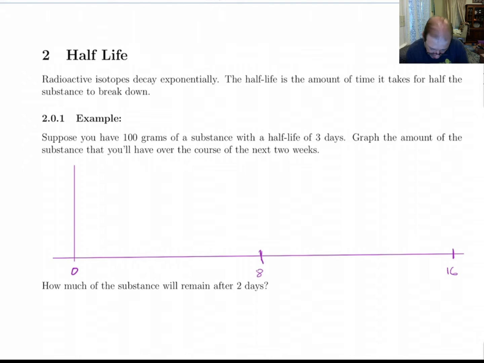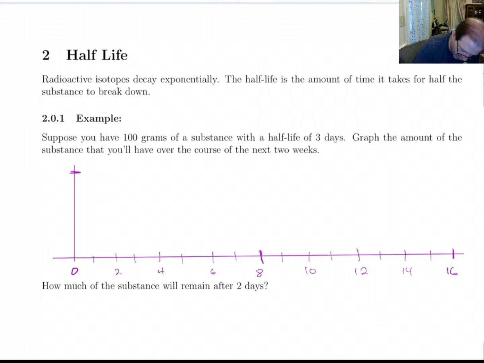Because you put 16 out there, halfway is going to be 8, halfway here is 4, halfway here is 12, then 2, 4, 6, 8, 10, 12, 14. And if I cut these in half now, I get my odd numbers. All right, so we'll do that, and then I'm going to call this 100 up here. So if we have 100 grams of the substance and it has a half-life of 3 days, at the beginning, we've got 100 grams.